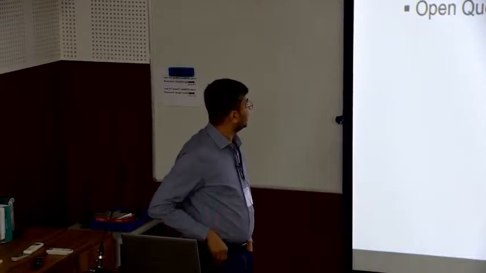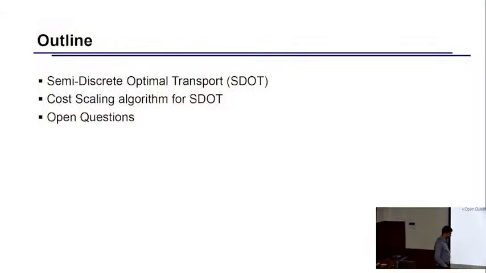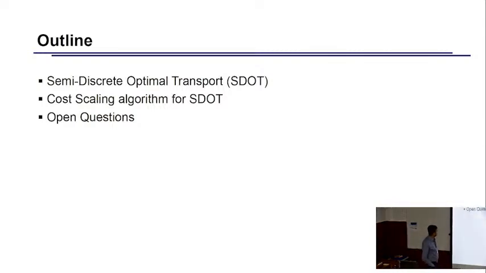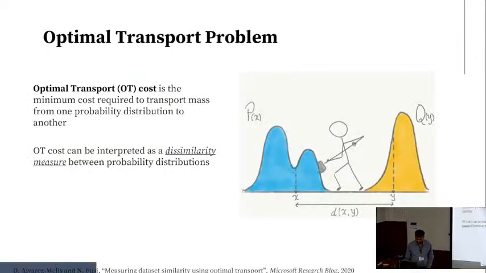So I'll begin by introducing the semi-discrete optimal transport problem, and then I'll present a cost scaling algorithm for solving this geometric problem. I'll conclude with a couple of open questions.